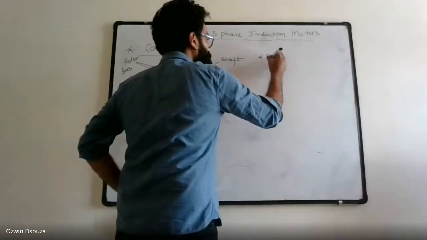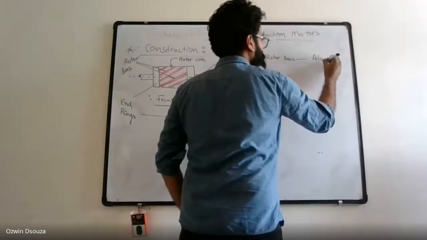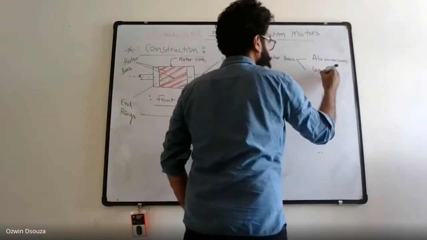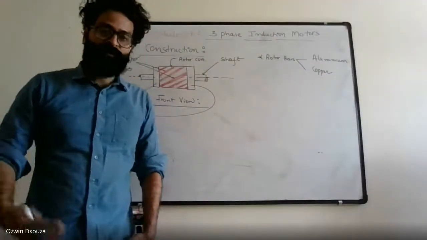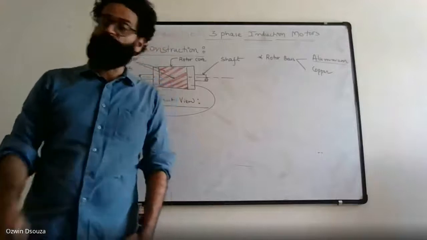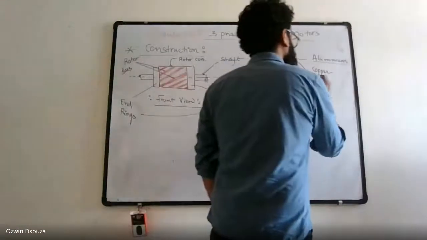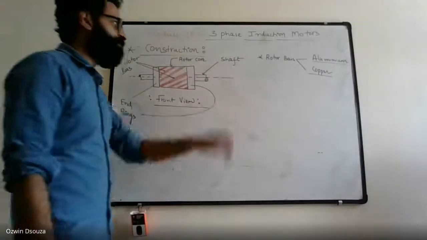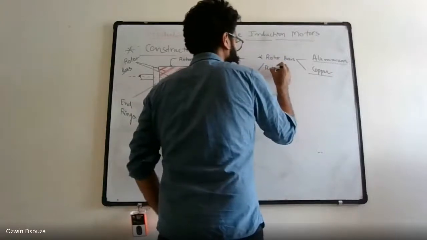These rotor bars are made either of aluminum or of copper. Why aluminum? If you are looking for a cheaper induction motor, then you can go for an aluminum bar rotor, simply because aluminum is inexpensive compared to copper. If you want a high efficiency motor, then you can go for copper. So there are two types of rotor bars, and these are sometimes called rotor conductors.